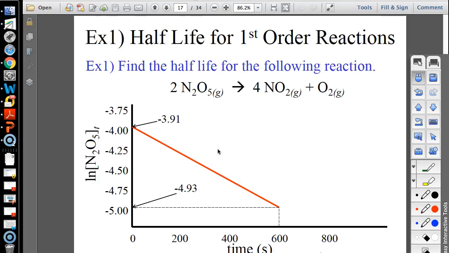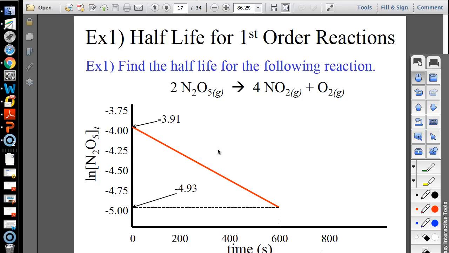This is not the concentration at 0 seconds. That doesn't make any sense. This is the natural log of the concentration at 0 seconds. They already did the math. You don't need to plug that in your calculator. You follow? Same thing here at 600 seconds. The natural log of the concentration at 600 seconds is negative 4.93. So this is actually easier, right? This is good.